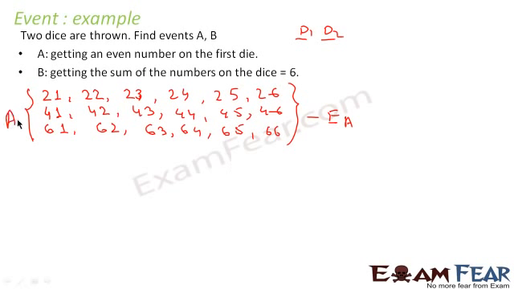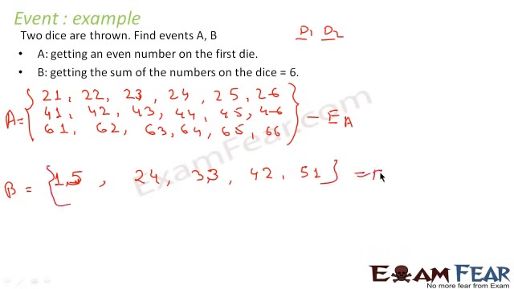Now let's talk about B. B is saying the sum of the numbers on the dice is 6. So if you see, the first number is 1, the second number is 5. The sum is 6, right? Or if the first number is 2 and the second number is 4, the sum is 6. If it is 3 and 3, it is 6. If it is 4 and 2, it is 6. If it is 5 and 1, it is 6. So if you see, only these are the possible events. No other sample points belong to this: 1,5; 2,4; 3,3; 4,2 and 5,1. So these are the events where the sum of the numbers is 6.